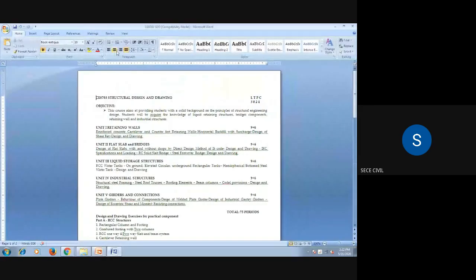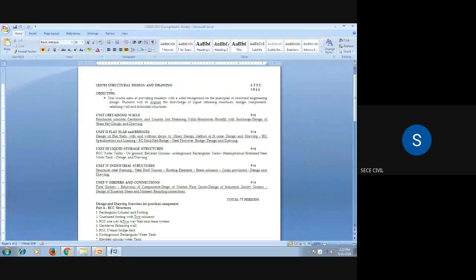So this is the syllabus of your subject, structural design and drawing. In this subject you are going to study the design principles of retaining structures, bridge components, and industrial structures. You have to gather the knowledge of retaining structures, bridge components, and industrial structures. After that, you will be able to design those structures also.